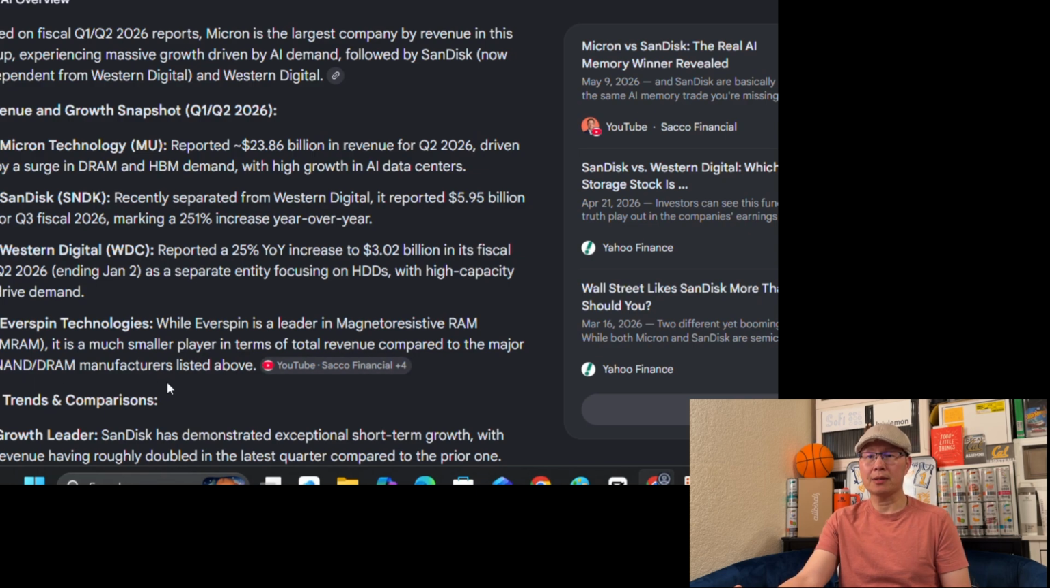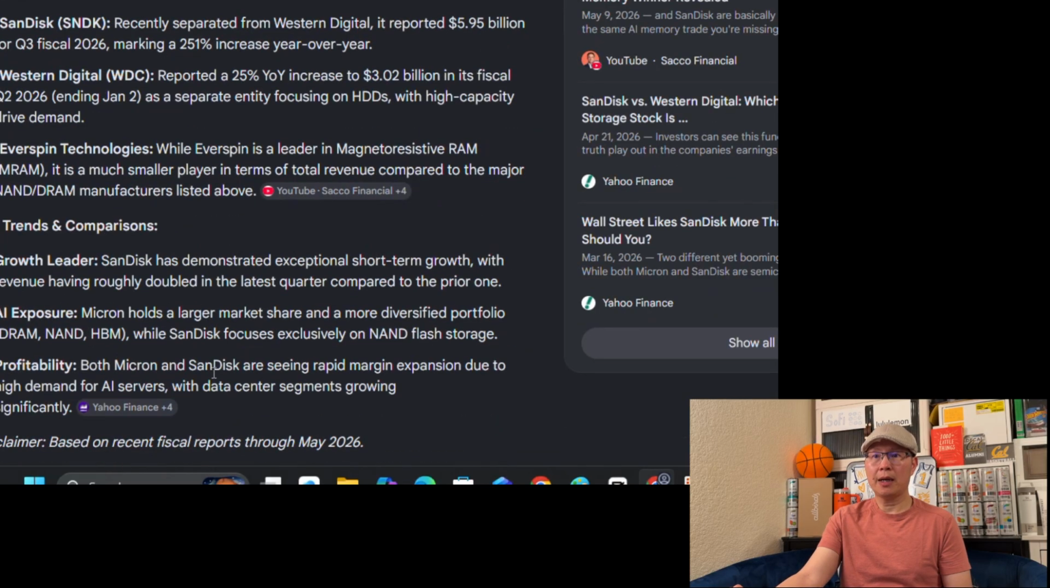Key trends and comparisons. Growth leader: SanDisk has demonstrated exceptional short-term growth, with revenue having roughly doubled in the latest quarter compared to the prior one. Crazy. AI exposure: Micron holds a larger market share and a more diversified portfolio, DRAM, NAND, HBM, high bandwidth memories, while SanDisk focuses exclusively on NAND flash storage. Profitability: both Micron and SanDisk are seeing rapid margin expansion due to high demand for AI servers, with data center segments growing significantly.